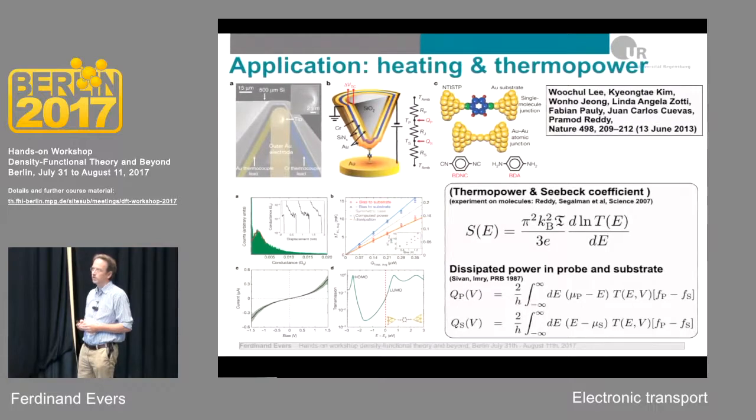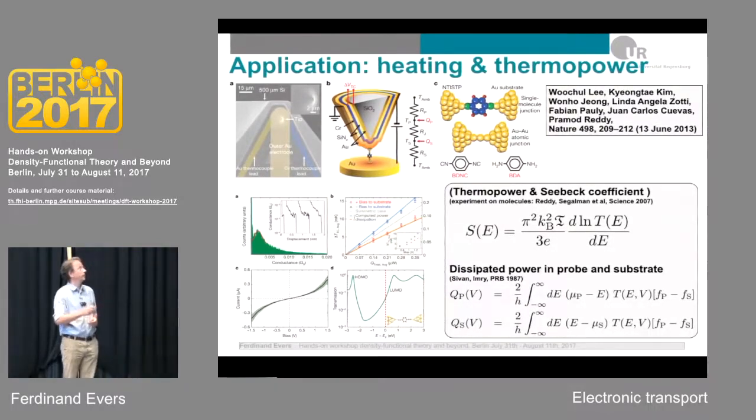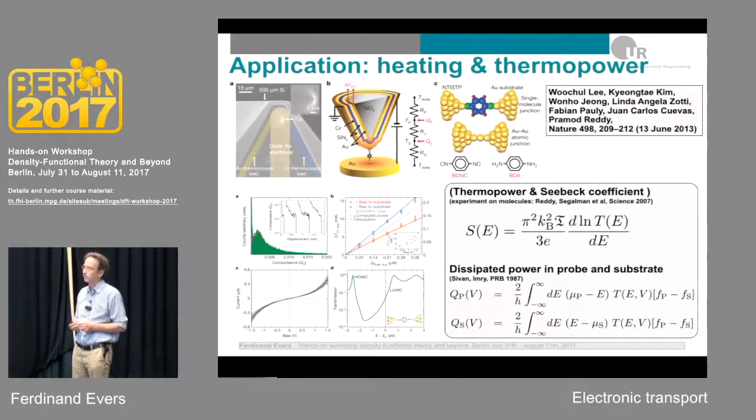You can also calculate things related to thermal transport. This is a very busy slide. I'm not going through this at all. I just wanted to tell you that in experiments you can also measure, for instance, the Seebeck coefficients. Seebeck coefficients tells you the following.